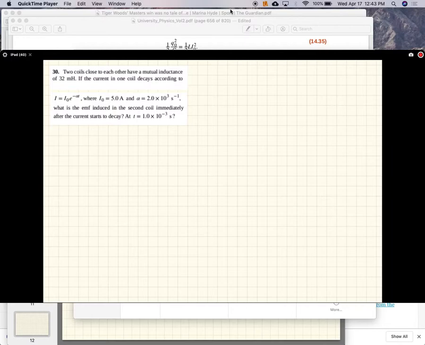So we set it as a function of time and then just plug it in? Yeah, exactly. So the EMF in the second one due to changes in current in the first circuit is, maybe it's written E12 equals minus M12 di1 dt.